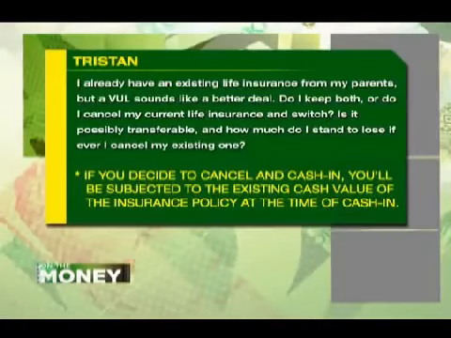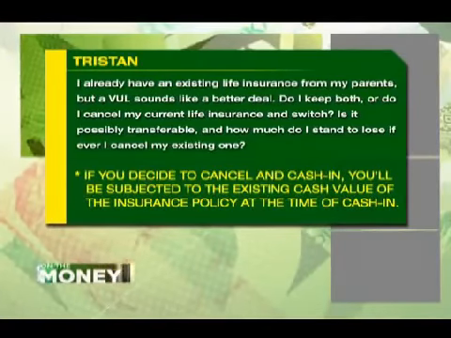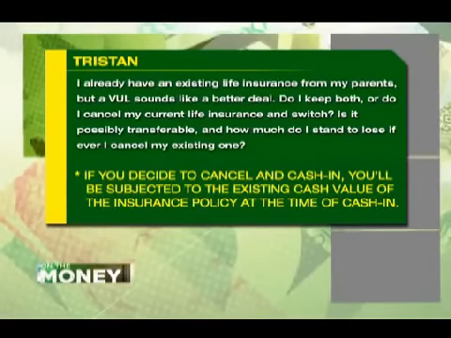Okay. You know, Tristan also asked about canceling. The cost of canceling, if you decide to cancel, to cash in the insurance policy, is you'd be subject to the existing cash value of that insurance policy at the time you would cash it in. Yes. Okay. That's the only other fee. There are no other pre-termination penalties. I would believe that would be about it.